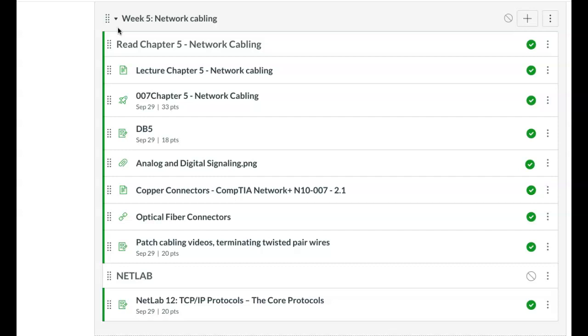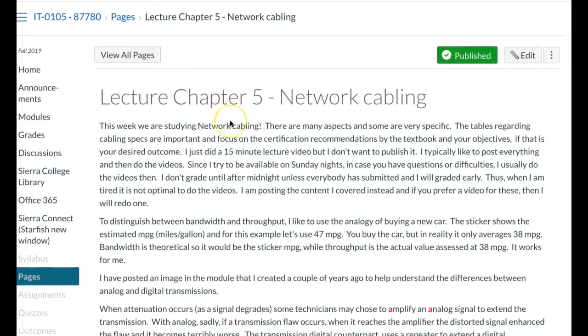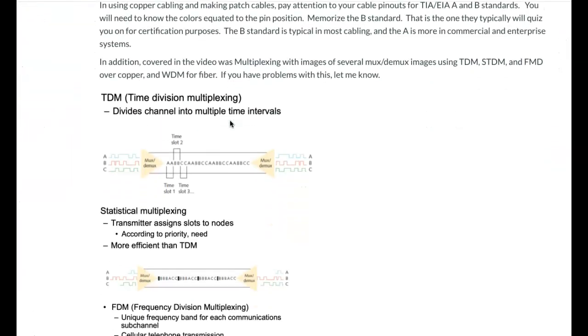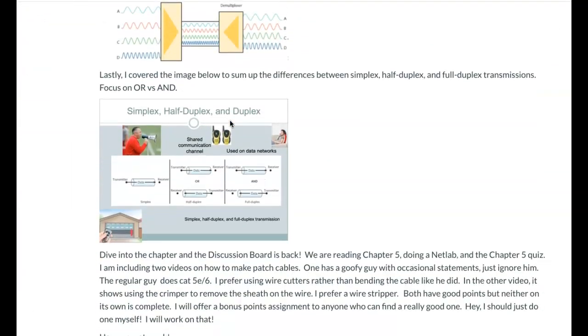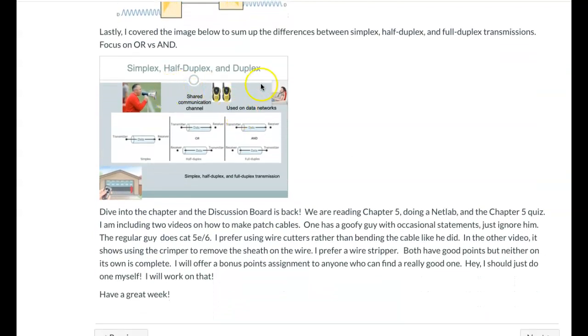Basically, you're going to read chapter 5, network cabling. I have set a lecture in here for you. The lecture is quite large. I wrote a lot and also emphasized certain features with some images, like simplex, duplex, and half-duplex.